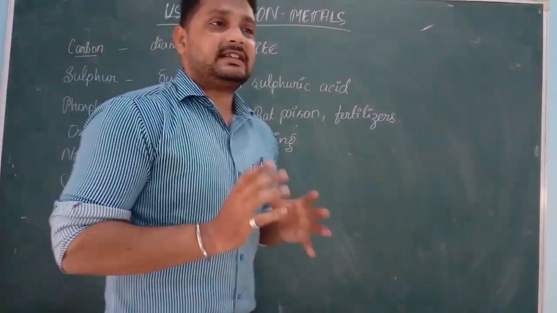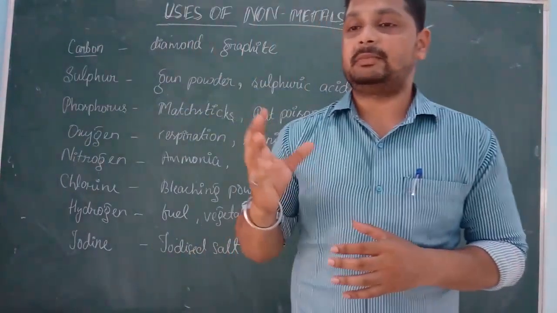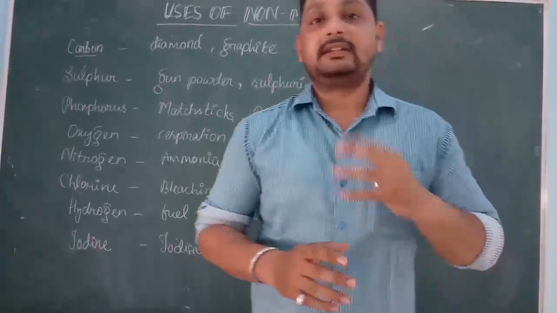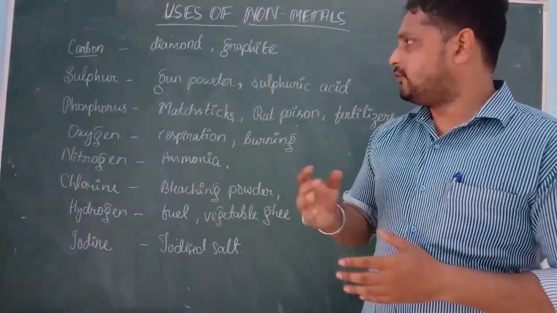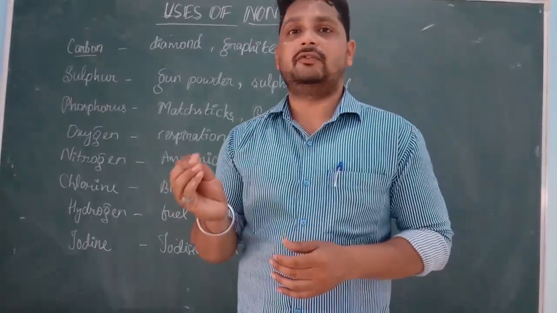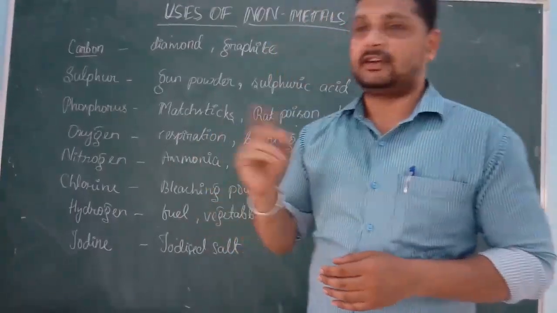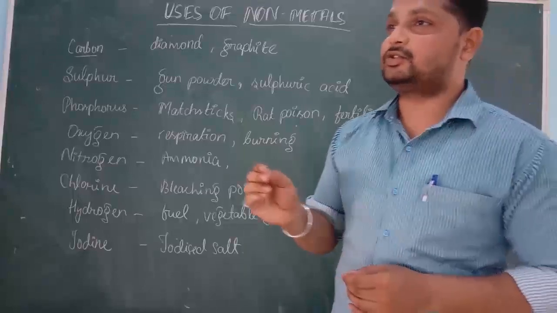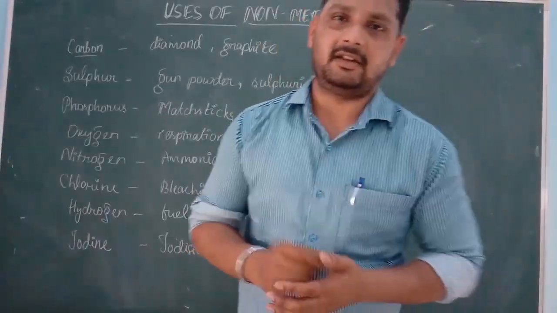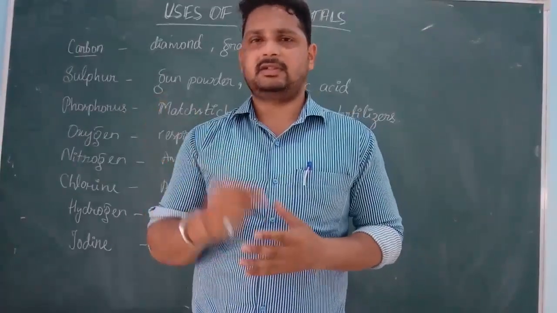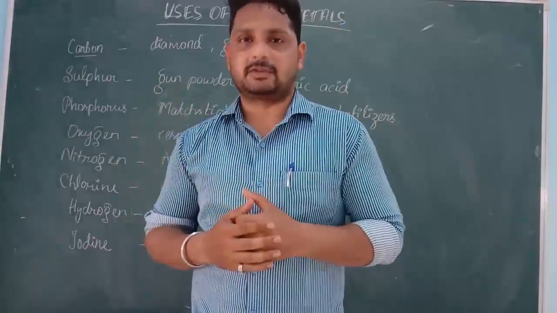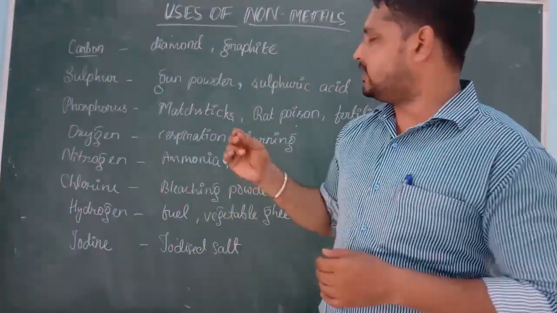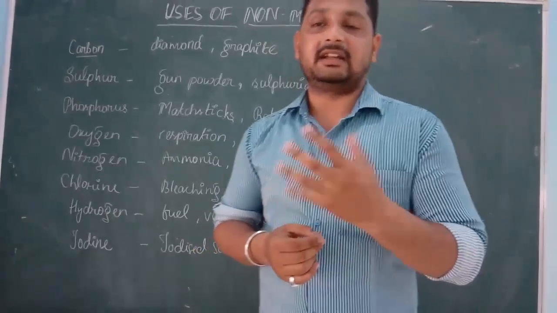Next, sulfur is used in the manufacturing of gunpowder, sulfuric acid, and much more. Phosphorus is an important source of fertilizer for plants and is used in fertilizer industries. It is also used to make the safety matchsticks you use at home, where the red portion is red phosphorus. It is also used for making rat poison.